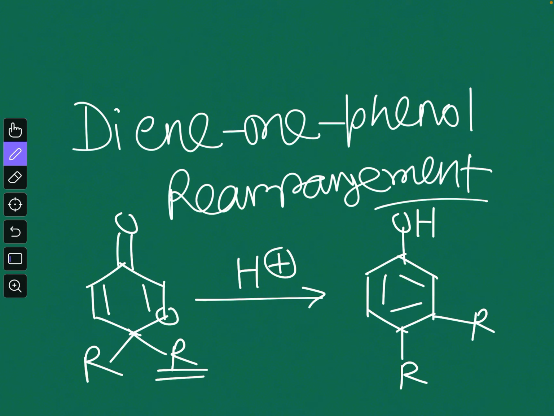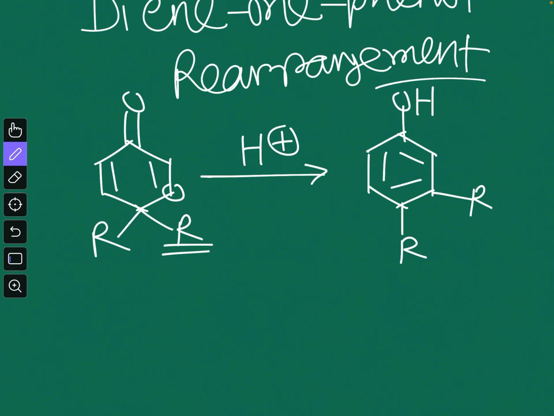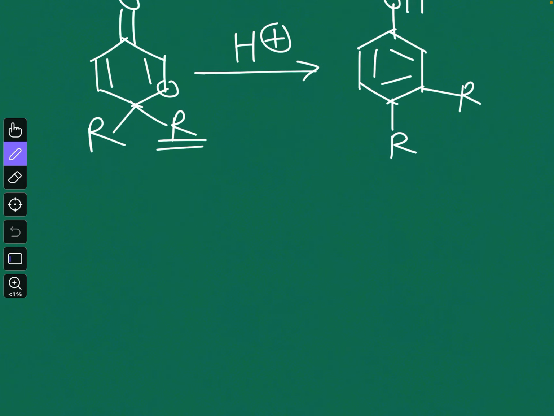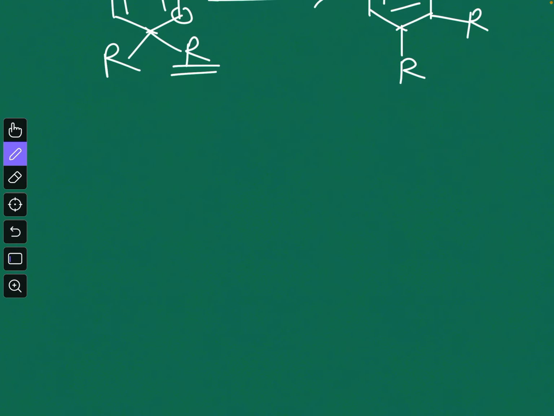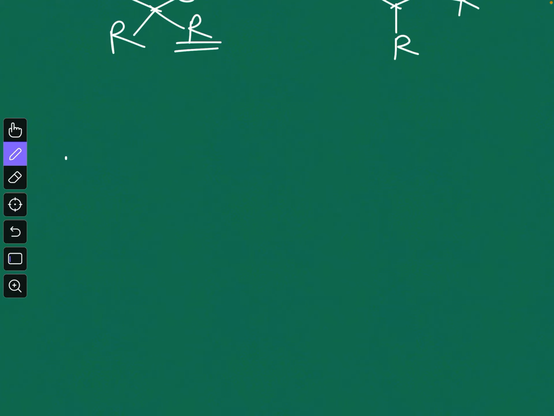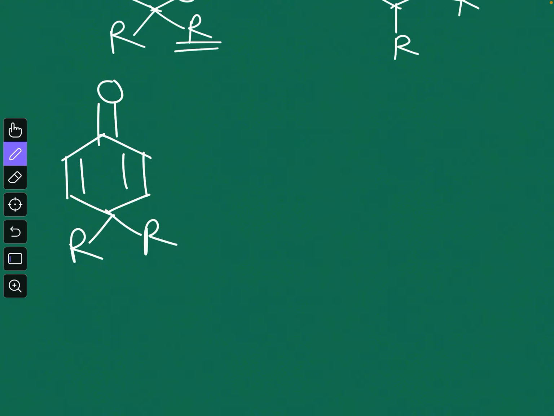Now in this video I will discuss the mechanism of this reaction as well as some very important examples of this. So watch this video till the end to get the complete information and complete idea. So first let me discuss the mechanism. Let's say this is our dienone, and here I put two similar R groups, just to keep things simple. Later I will talk about the migratory aptitude, but now I don't want to incorporate the migratory aptitude part, and that's why I keep the two R groups the same.